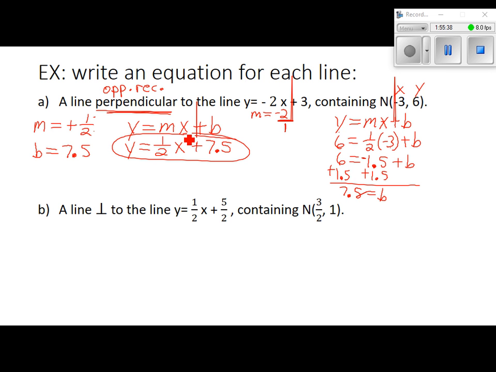If you write your equation that way, I'm probably not going to throw a big fit. The better form for this would be to change this, instead of 7.5, to an improper fraction. 7 times 2 is 14 plus 1 is 15. So that's 15 over 2. That would maybe be a better form. These are both the same equation, just written in two different forms.